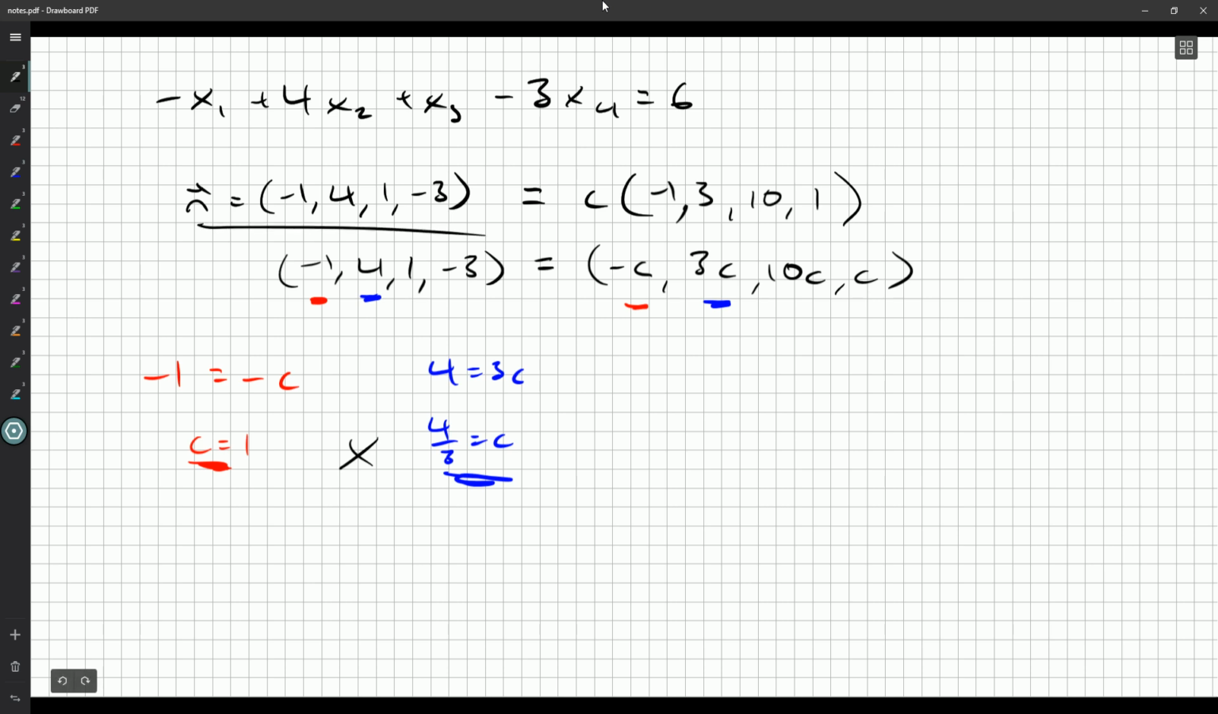The normal vector for our hyperplane is not a scalar multiple of the direction vector for our line. And so no, the line is not perpendicular.